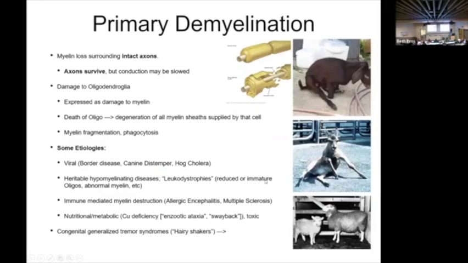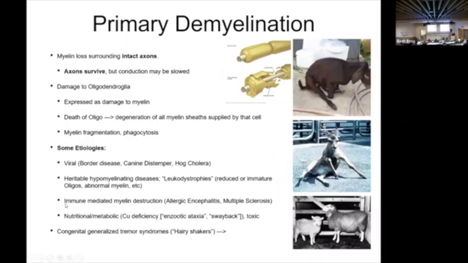Some etiologies, there's quite a few things that cause this. Viral causes are very important in animals. Specifically, draw your attention to border disease in ruminants and canine distemper in dogs. There's a handful of heritable hypomyelinating or dysmyelinating diseases. We call them leukodystrophies for abnormal white matter growth. And this is usually a result of either fewer oligos, or the oligos are immature in some way, or they're forming myelin that's structurally abnormal, so it's very fragile.